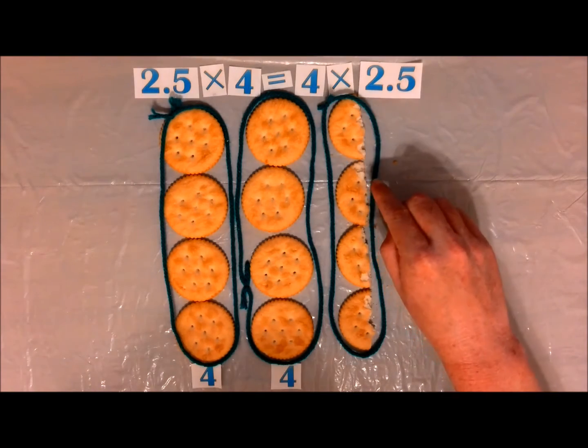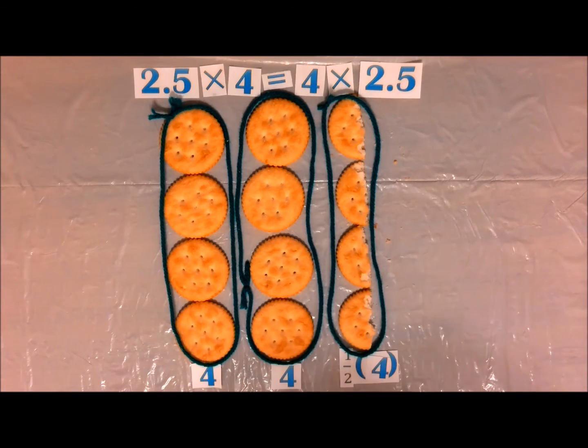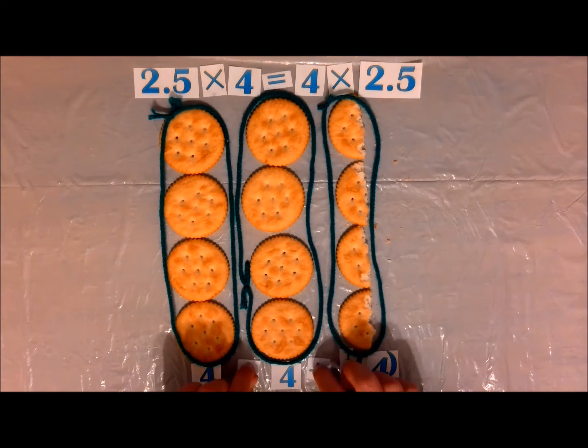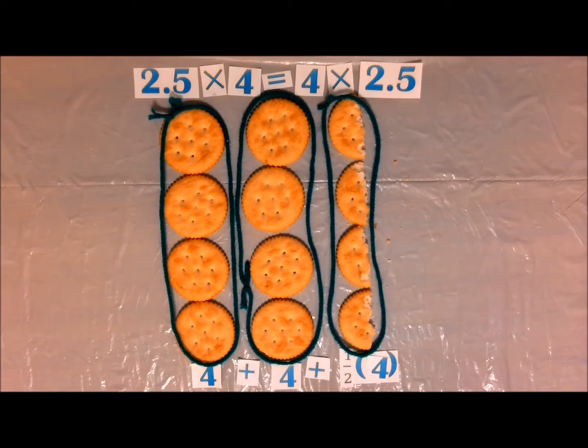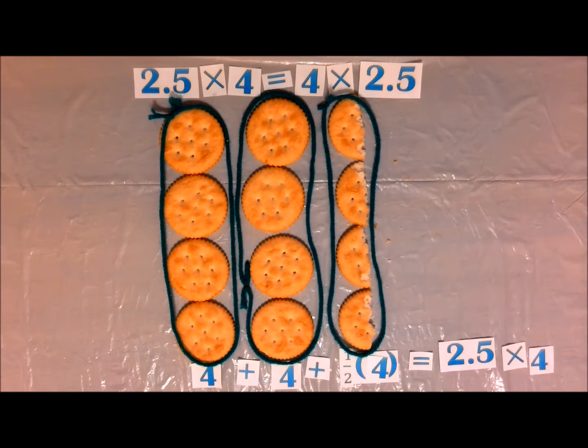1 half, 2 halves, 3 halves, 4 halves. So a half of 4 in this group. We want to see what the total number of crackers is, so we add up these numbers together. We have 4 plus a half of 4. We have 2 and a half of 4. So this is equal to 2 and a half times 4, or 2.5 times 4.